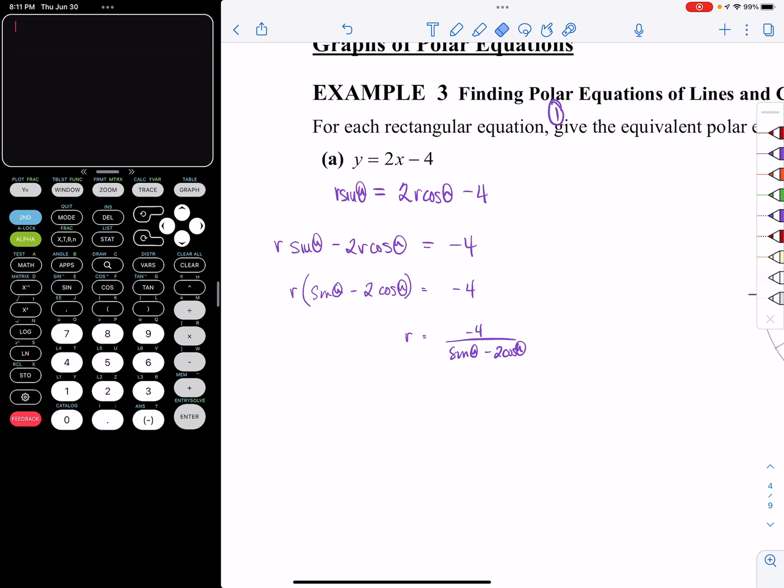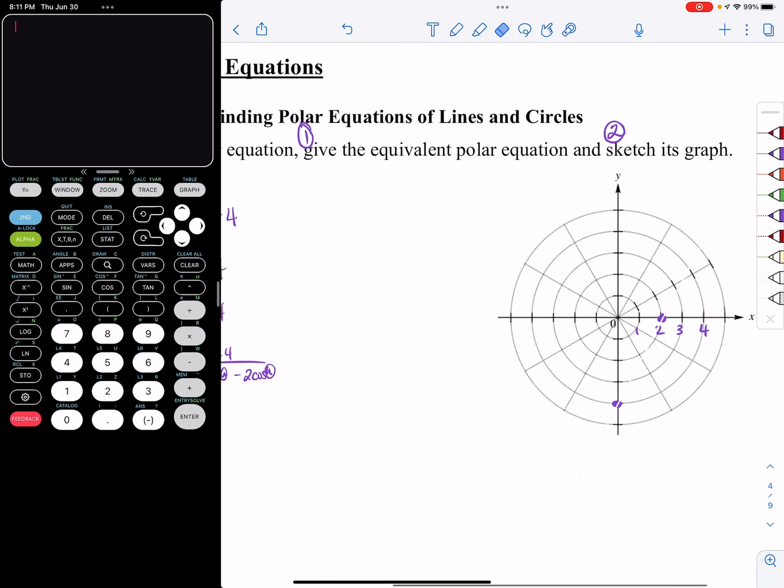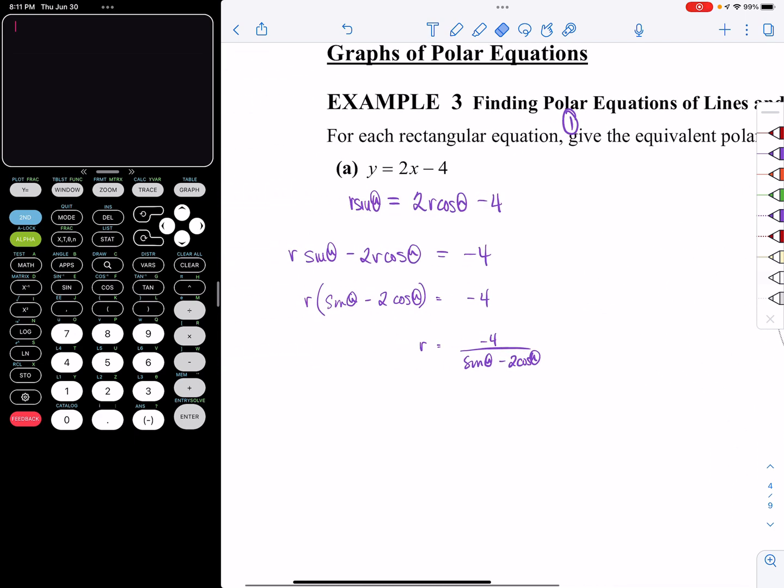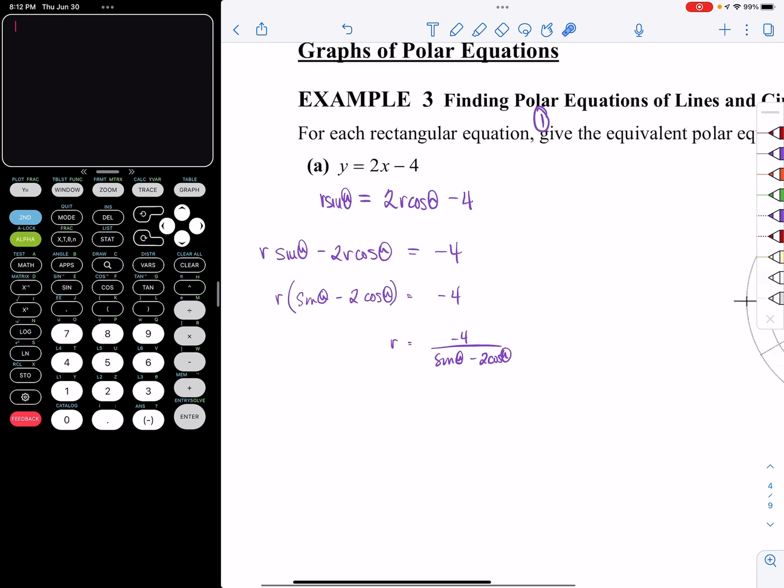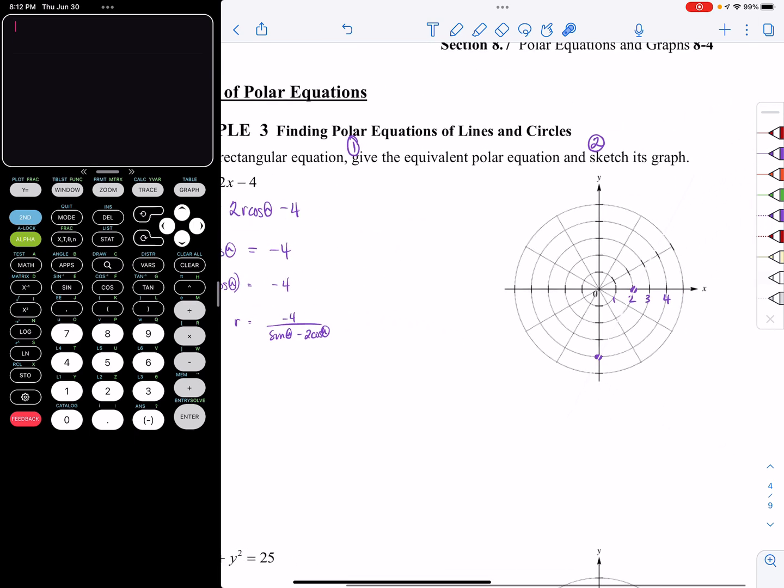And when you look at the second thing that you're being asked to do, to sketch the graph, I would ask you, would you rather sketch the rectangular or would you rather sketch the polar? And obviously, the rectangular would be easier here. We understand that this is y equals mx plus b form. This is just going to be a line, where -4 is the y-intercept and 2 over 1 is our rise over run, or our slope. So that's what we will do next.